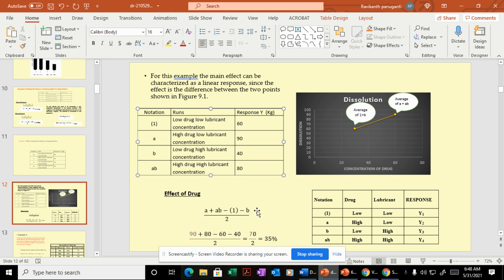But if you consider this particular formula and perform these experiments, you can see there is a 35% effect. That is because you are using all available data in order to understand the effect.